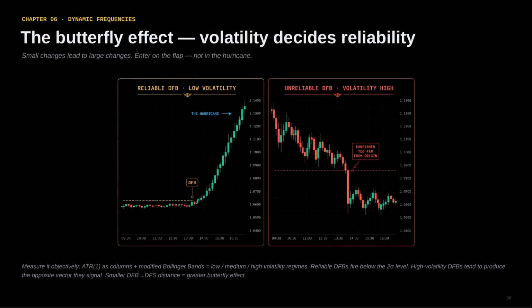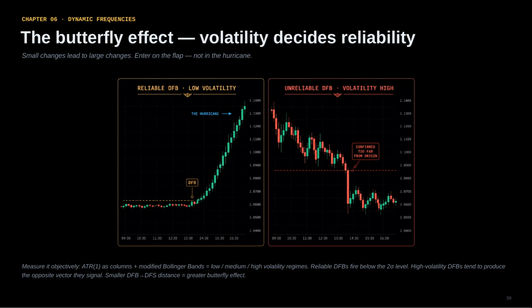Markets are chaotic systems, and chaotic systems have sensitive dependence on initial conditions. The butterfly effect. Small changes lead to large changes. We want to enter trades signaled by small changes, so the large change happens in our favor while we're already positioned. On the left, a reliable DFB, subtle, low volatility, close to the origin of the vector. The flap, the hurricane comes after, and we're in it.